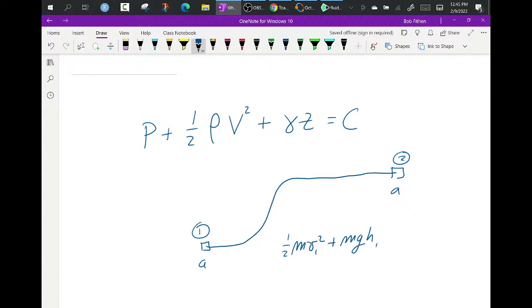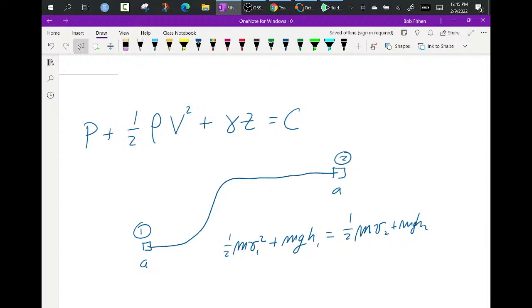So you'd say this equals 1/2 mv2 squared plus mgh2. Now what is this saying when you're doing this? What you're saying is it's just constant along the path, or you could say the streamline.